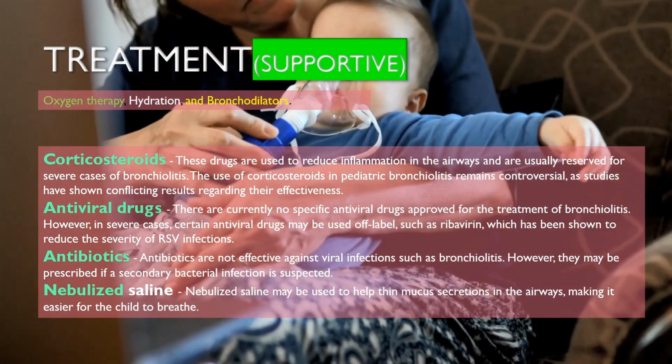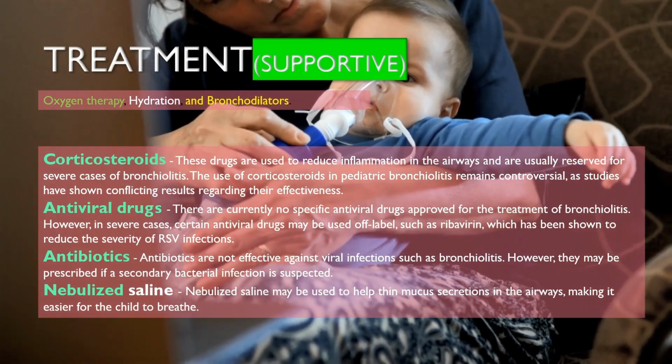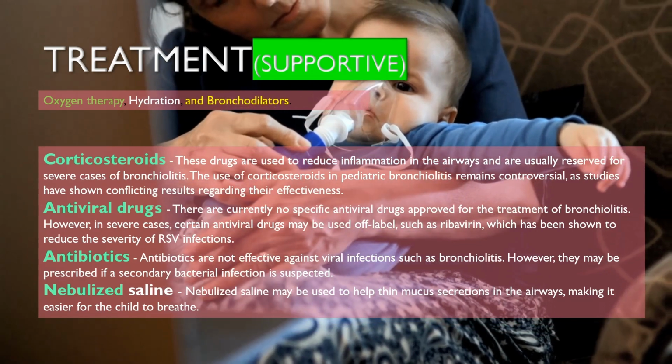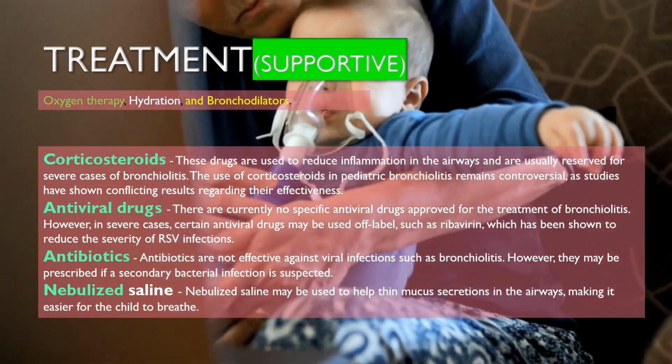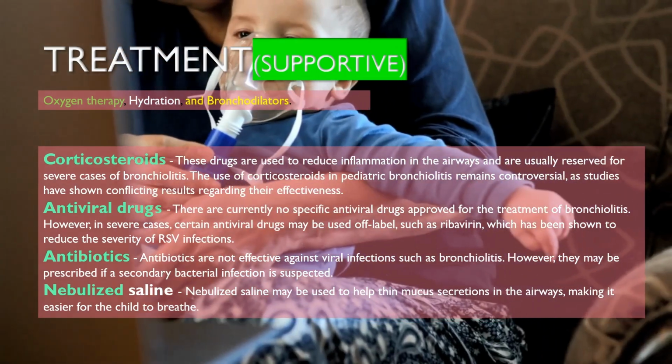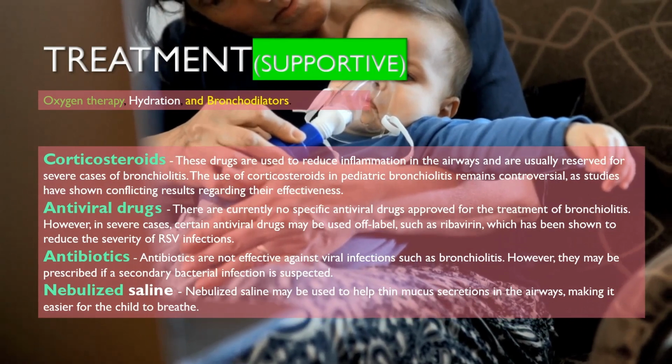2. Antiviral drugs. There are currently no specific antiviral drugs approved for the treatment of bronchiolitis. However, in severe cases, certain antiviral drugs may be used off-label, such as ribavirin, which has been shown to reduce the severity of RSV infections.